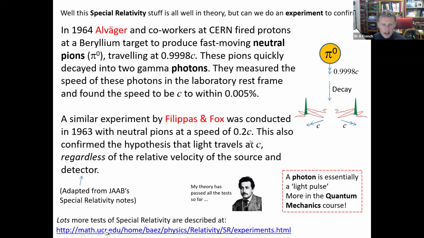So if you think, is this really true? Well, actually, yes. So far, lots of experiments have been done. In 1964, at CERN, they fired protons into beryllium to create these things called neutral pions, and they decayed into photons. The pions are traveling at 0.9998 C. That's pretty fast, right? And the photons are traveling not at C plus that, but at the same speed of light. So even their source is moving incredibly fast, they still produce light at the speed of light.